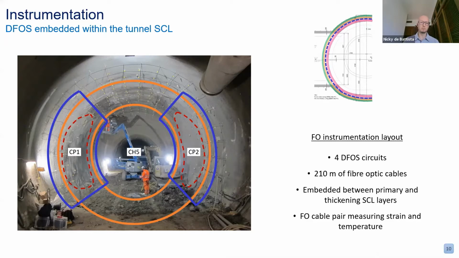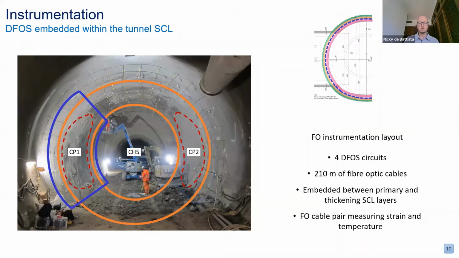These cables, these fiber optic cables, were installed on the primary lining when it was 40 centimeters thick, before the additional 40 centimeter thickening was sprayed on. So essentially the cables are embedded more or less in the center of the combined 80 centimeter thick lining.